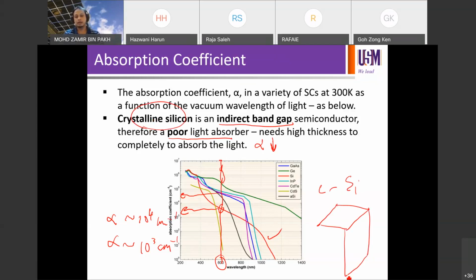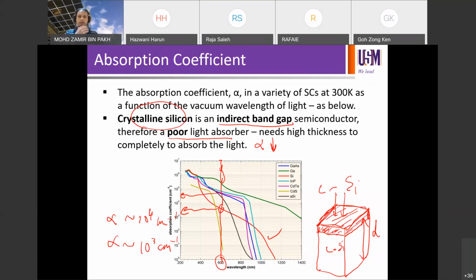thick material, very thick D, say D is the thickness of crystalline silicon, in order to absorb most of the incident light. Whereas you might need only a little bit of gallium arsenide to absorb the very same amount of incident light. Okay, so this will determine the quantity of material needed in order to absorb most of the light, right?